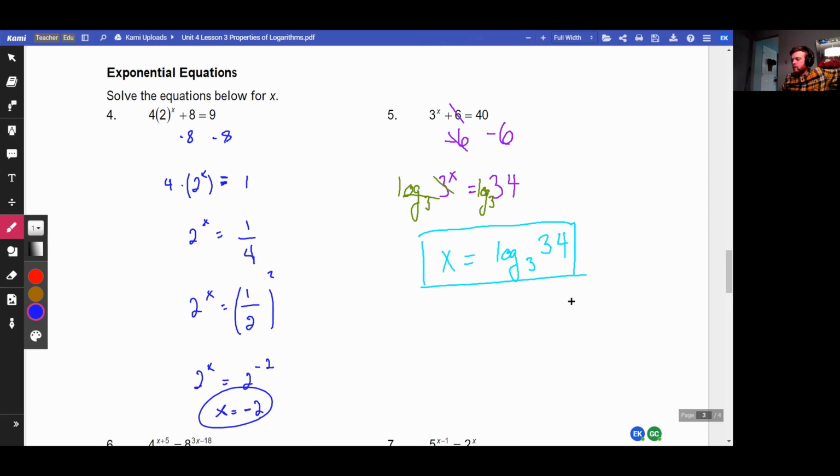Over here, you subtracted 6. You isolated that exponent. But you wanted to bring down that x in the exponent, so you took the log of both sides. Log base 3. Log base 3 of 3 to the x is just x. You've brought down the x.